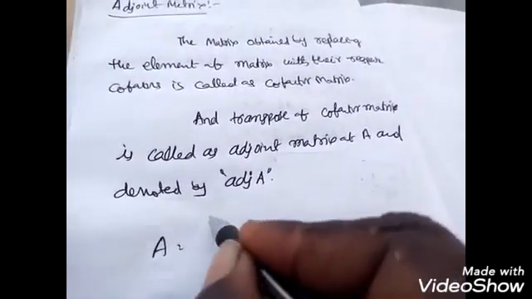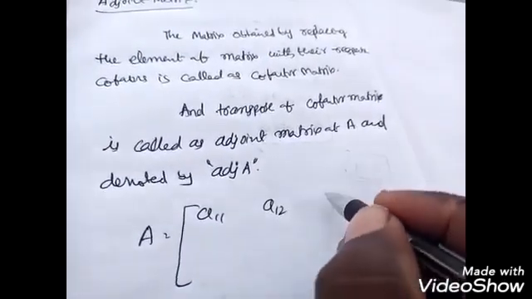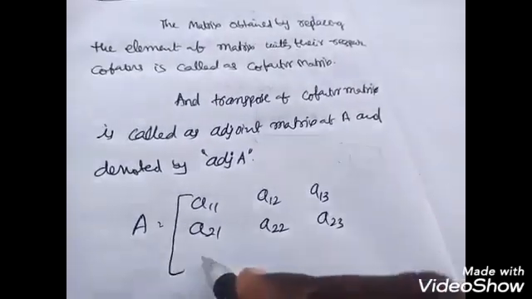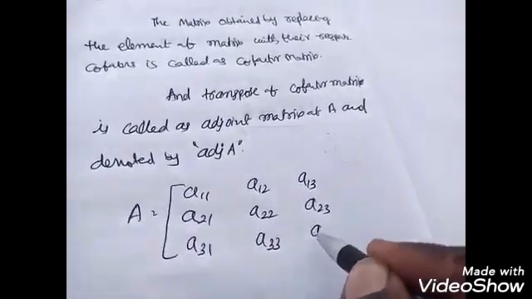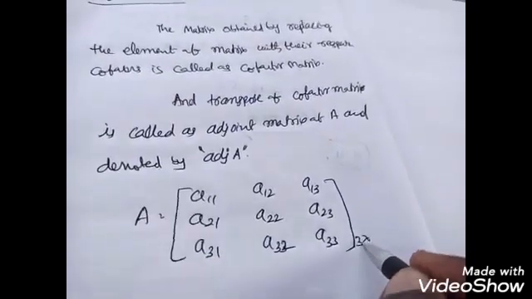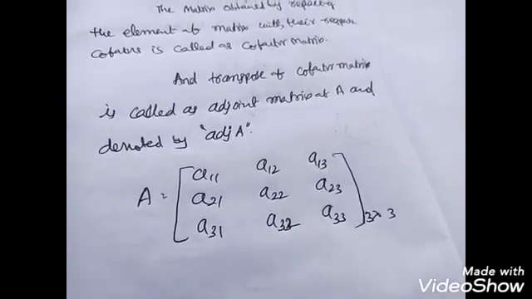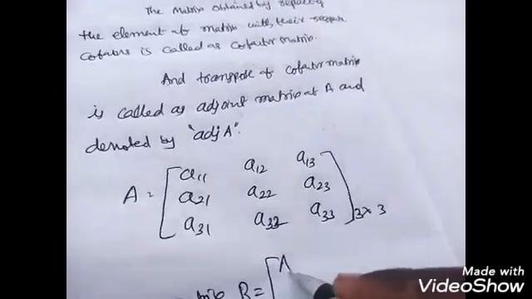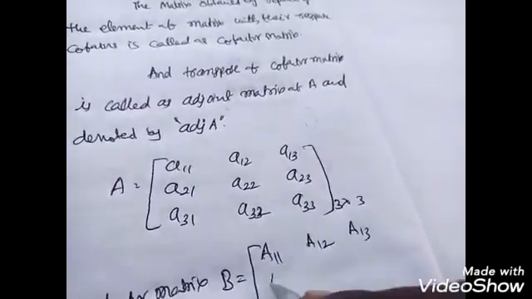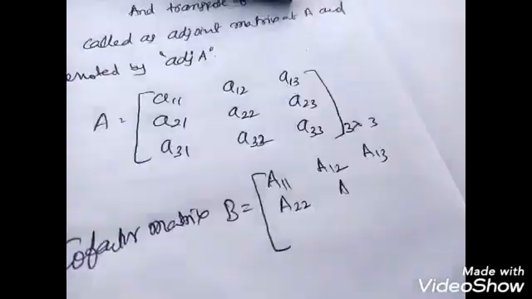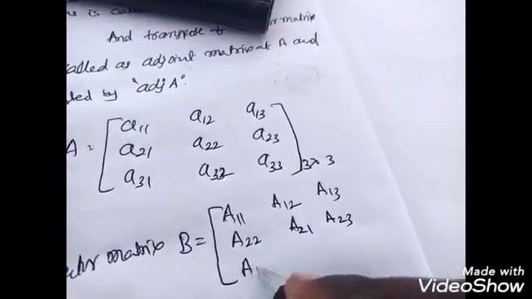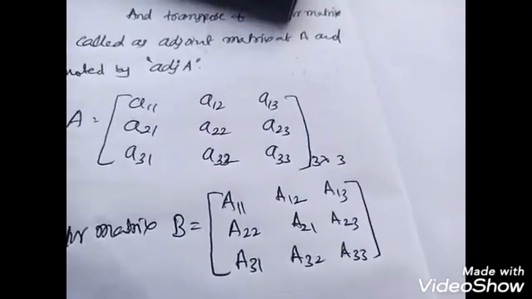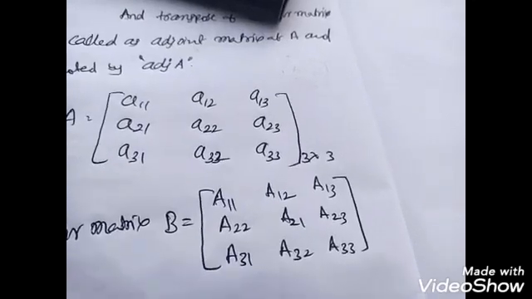Let a matrix A be written as A11, A12, A13, A21, A22, A23, A31, A32, A33. Now this is the given matrix. Now the cofactor matrix of A, let it be B, is obtained by replacing the elements, that means replacing the small letters by capital letters: A11, A12, A13, A21, A22, A23, A31, A32, A33. Now, the adjoint of A is equal to B dash.